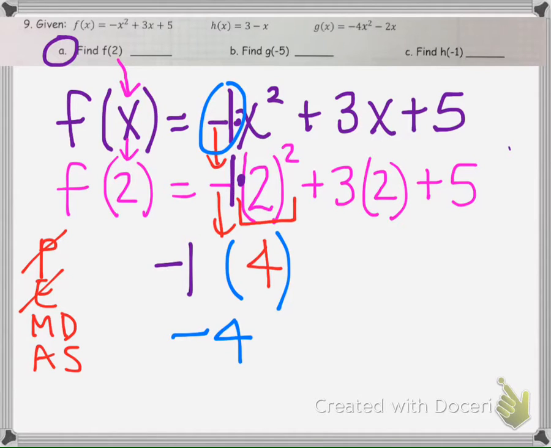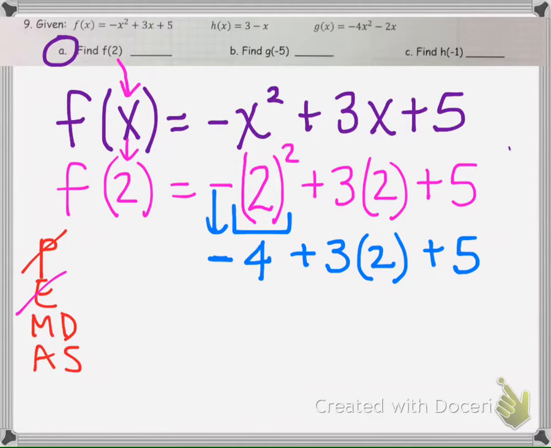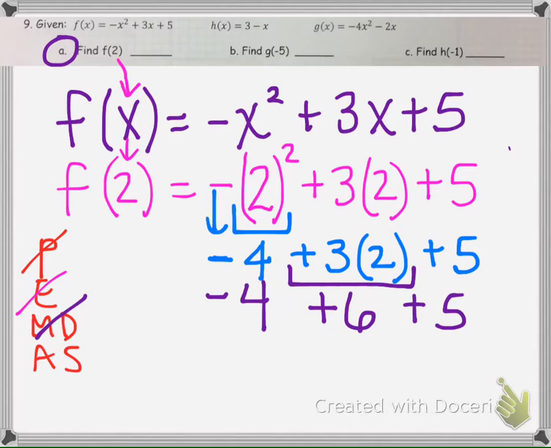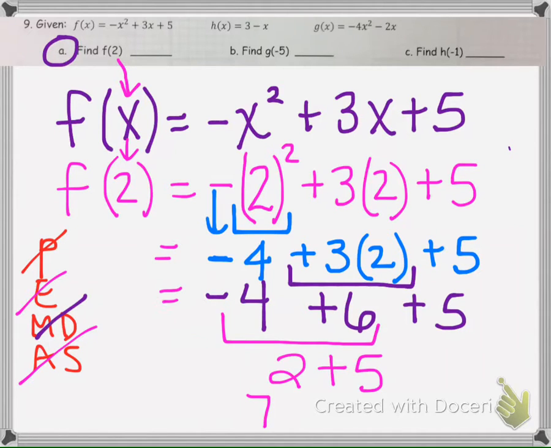Okay, so then next in order of operations is multiplication and division from left to right. So we have here a positive 3 times 2, which is positive 6. And then lastly, we are going to add and subtract. So we have -4 plus 6 is 2, and then 2 plus 5 is 7. So f of 2, when we plug in 2 for x, we get a y value, or an output, of 7. So our answer is 7.